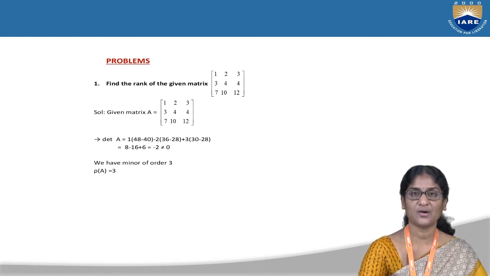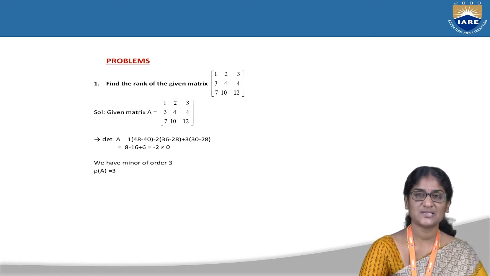First we'll try to find the determinant of the given matrix. As I have taken a square 3 into 3 matrix, it's possible to find the determinant. So the determinant of the given matrix is 8 minus 16 plus 6, which is equal to minus 2, which is not equal to 0.